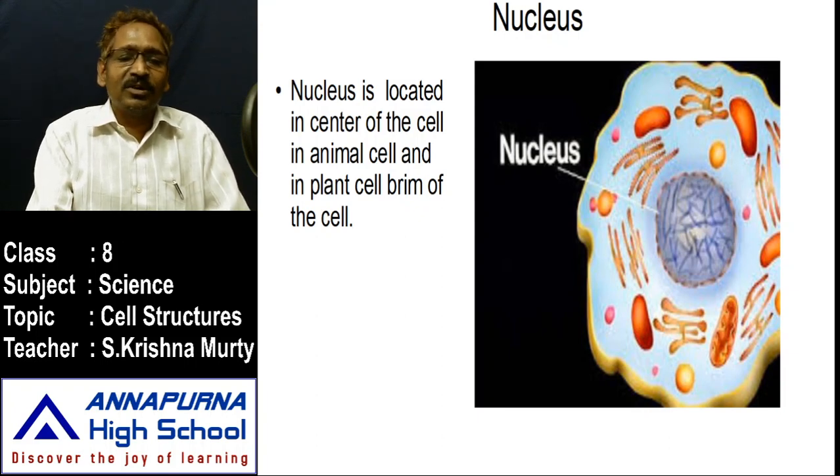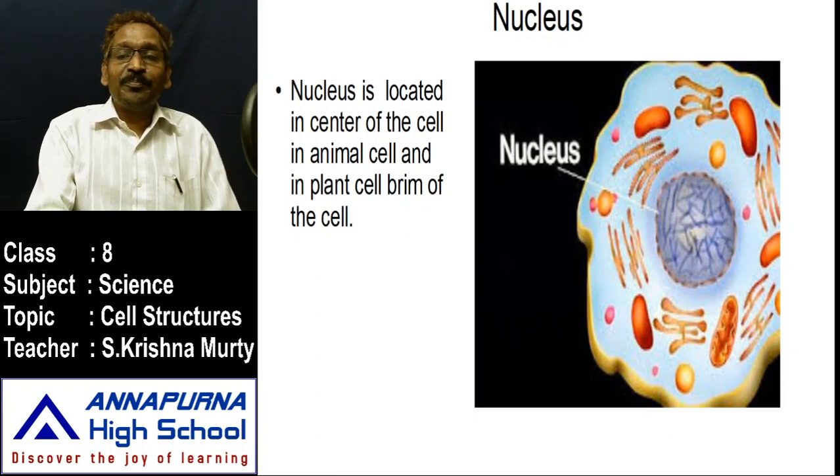The next important one controls and coordinates all organelles and all functions, that is the nucleus. Look at that nucleus. The nucleus occupies the center of the cell in animal cells and the brim of the plant cell. In the earlier class we learnt about the functions and structure of the nucleus.